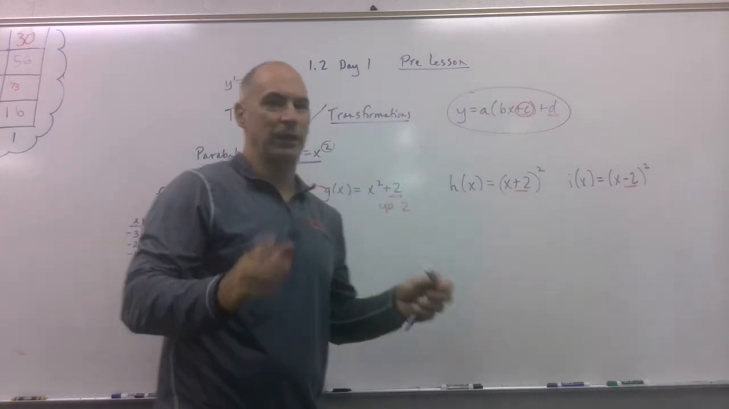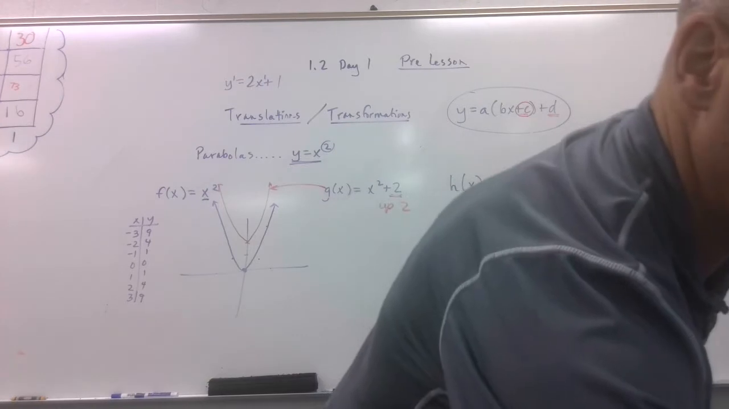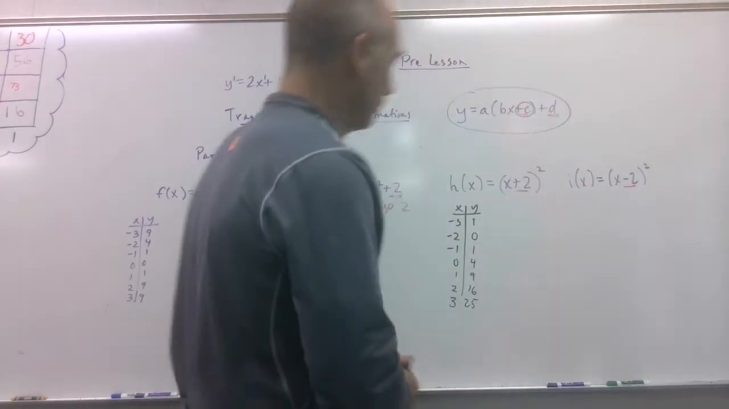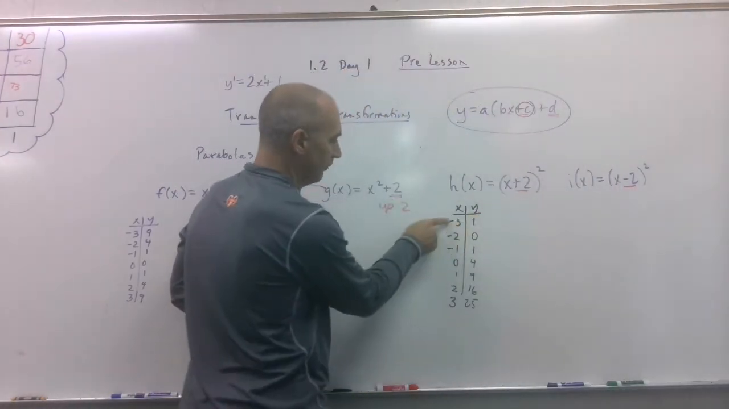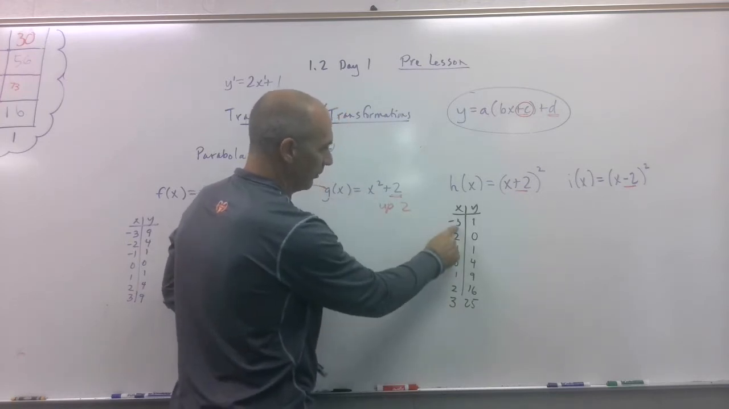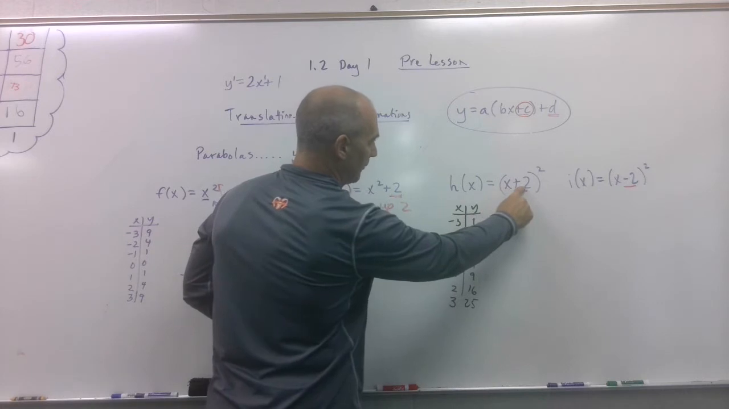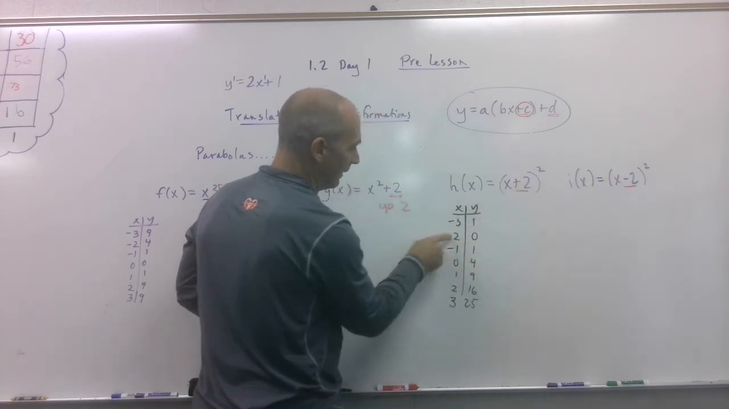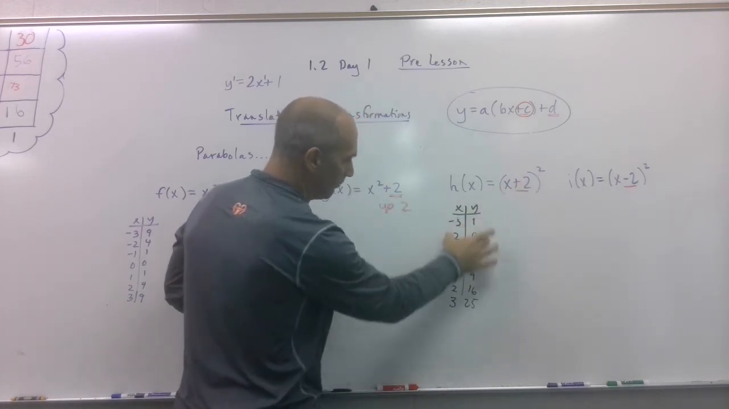So we're going to find out what happens. I'm going to show you something. What I've done for this parabola is I've put in negative 3 to 3, and then I plugged them all in. So for example, negative 3 plus 2 is negative 1, squared is 1. And then I did that for negative 2, negative 1, and I got all these points.